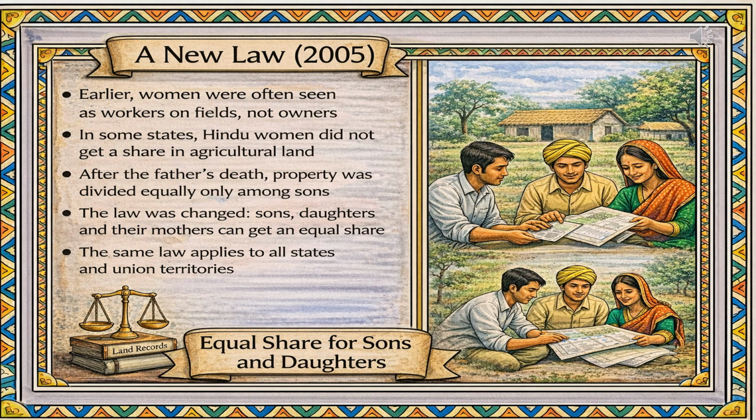Earlier, in many villages, women worked on farms but were not treated as land owners. In some states, daughters and mothers did not get an equal share in agricultural land, and property was mostly divided among sons. But in 2005 the law changed. Now sons, daughters, and mothers can get an equal share in land and property. This law applies to all states and union territories in India. So this law became an important step towards equal rights for women in rural areas.